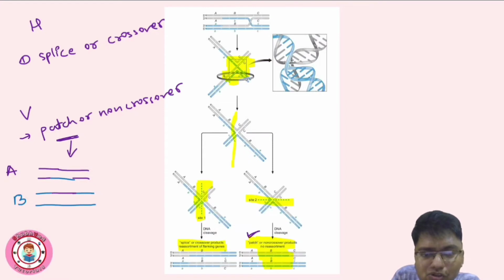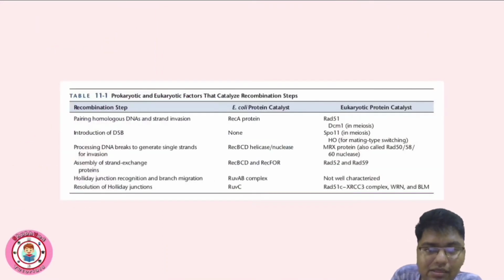Patch means non-crossover product, and there is a patch-like thing we can see in the DNA. Patch of the other strand, right? This is how the Holliday junction is resolved. Resolution basically means cleavage. Resolution of the Holliday junction means we want to cleave it, either in this direction horizontally or vertically. That's it.